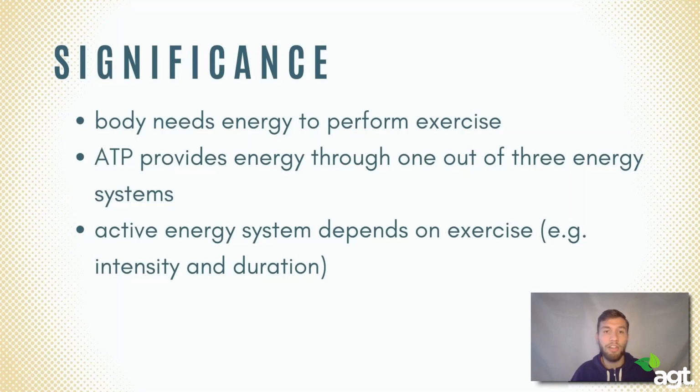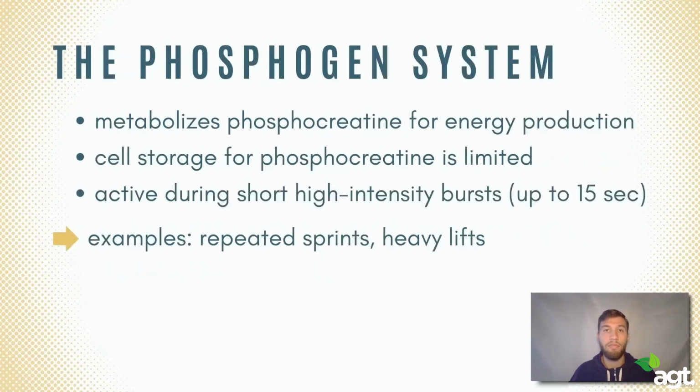We can train those energy systems by performing exercises that challenge them. The first of the 3 systems is the phosphagen system. Here our body metabolizes phosphocreatine in order to produce energy. The thing here is that the cell storage for phosphocreatine is pretty limited, which is why we can only draw energy for a short time in the phosphagen system. That means it's only active during short but very high intensity bursts, everything up to 15 seconds. Some examples when the phosphagen system is active are repeated sprints or heavy lifts.